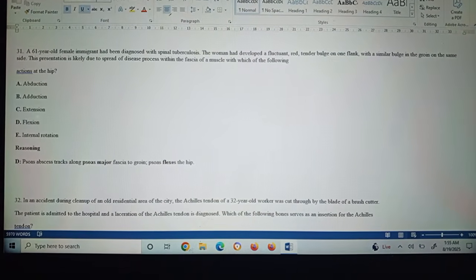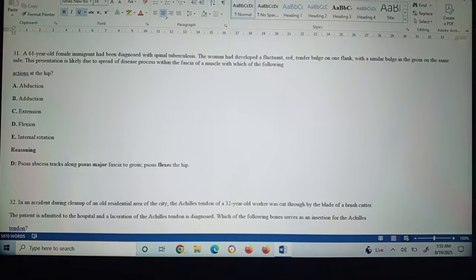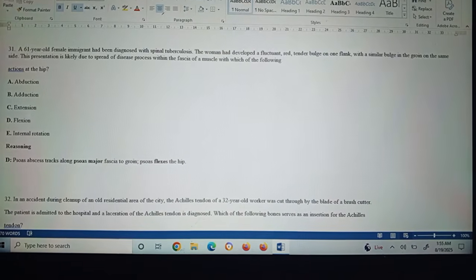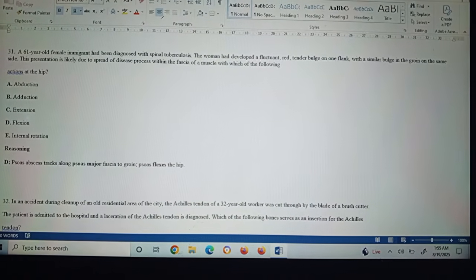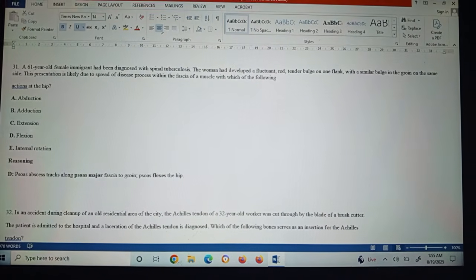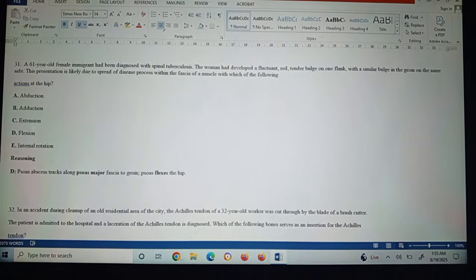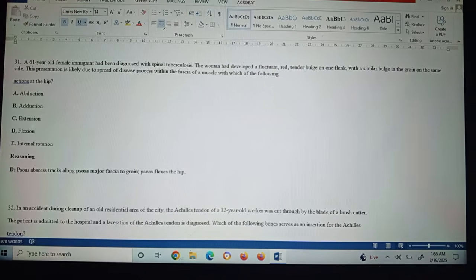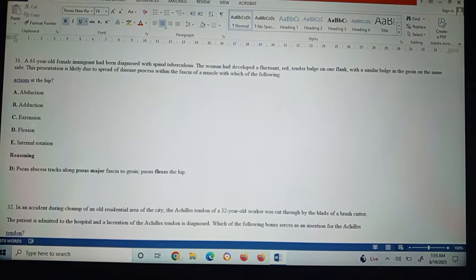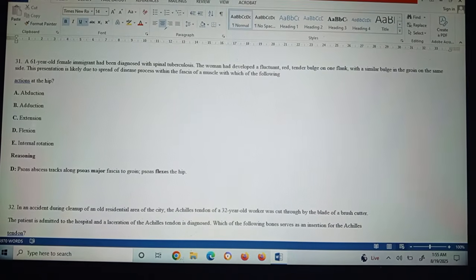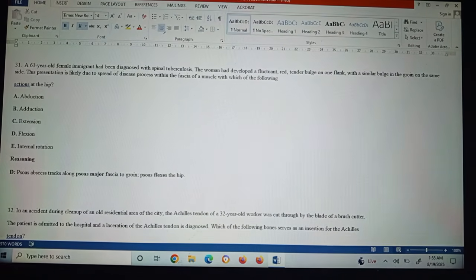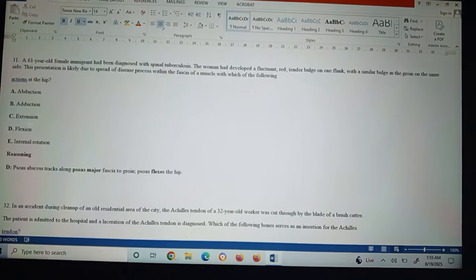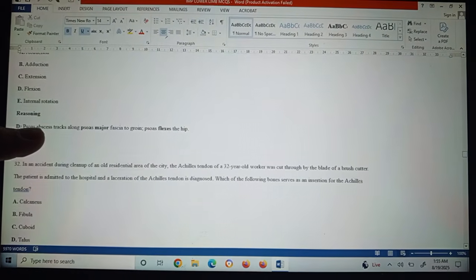Question 31. A 61-year-old female immigrant had been diagnosed with spinal tuberculosis. The woman had developed a fluctuant red tender bulge on one flank with a similar bulge in one groin on the same side. The presentation is likely due to the spread of the disease process within the fascia of a muscle with which of the following actions at the hip? Options are abduction, adduction, extension, flexion, internal rotation, and the answer is flexion. Psoas abscess tracks along the psoas major fascia to the groin. Psoas muscle basically flexes the hip.